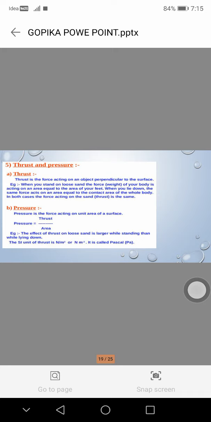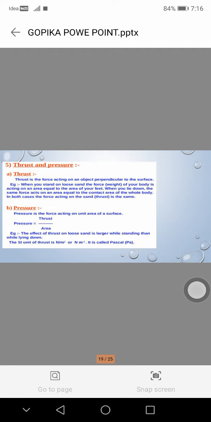Thrust and pressure. Very easy. I'll explain it to you with an example also. Thrust is a force acting on an object perpendicular to the surface. Example, when you stand on loose sand, the force, the weight of your body, is acting on an area equal to the area of your feet. Whereas when you lie down, the same force acts on an area equal to the contact area of the whole body. In both cases, the force acting on the sand, the thrust, is the same.